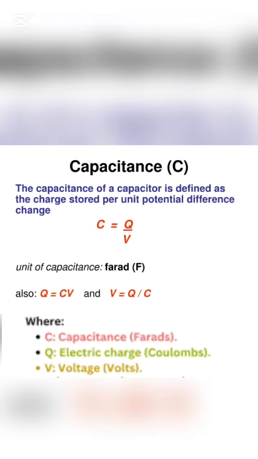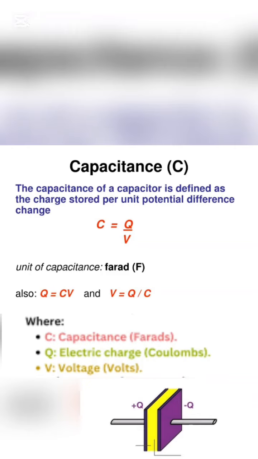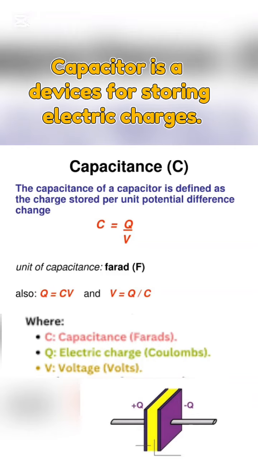Capacitance is the ability of an object to store electric charge. The capacitance C of a conductor is defined as the charge per unit potential difference change. C is equal to Q over V, where Q is the electric charge measured in coulomb, V is the potential difference change measured in volt. The unit of capacitance is the farad. Capacitance is usually measured in microfarad. A capacitor is a device for storing electric charges.